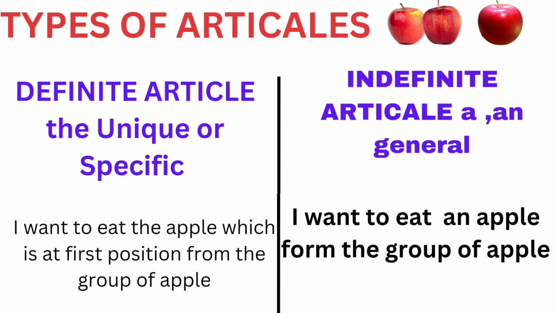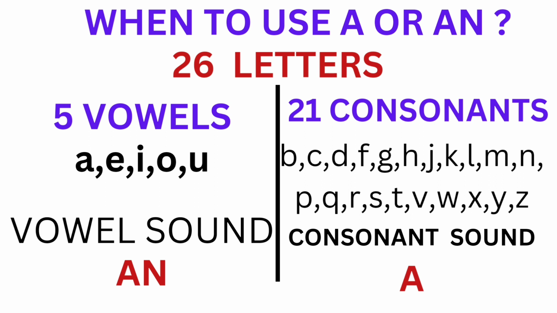Let's understand why we use an instead of a. How to decide when to use a or an, basically. There are 26 letters in the English alphabet, out of which 5 are vowels and 21 are consonants. Vowels are A, E, I, O, U. The rest, the 21 consonants, are B, C, D, F, G, H, J, K, L, M, N, P, Q, R, S, T, V, W, X, Y, Z.